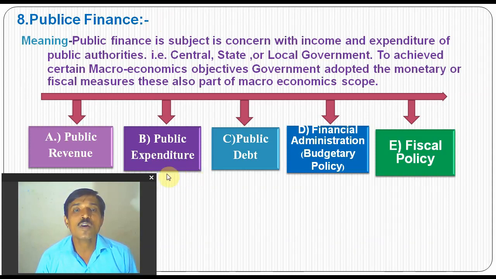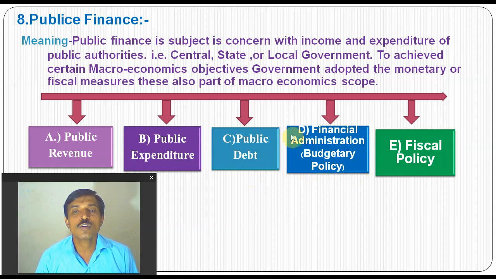Public expenditure means the government's expenditure on the public for providing various utility services like education and health. So government expenditure on education, health, defense and various other things means public expenditure. And public debt: whenever the government revenue is less than the public expenditure, or the expenditure is more than the public revenue, at that time the government needs to take public debt. So the government borrows money from internal sources and external sources.